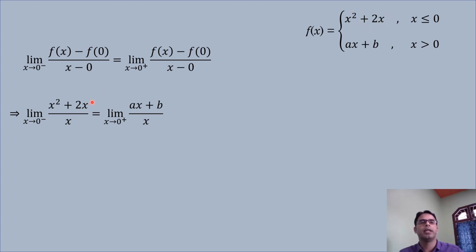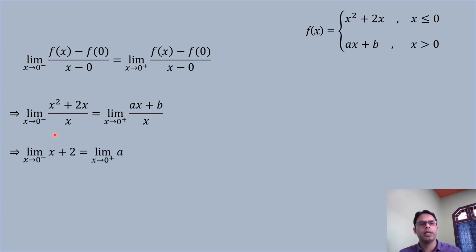So I am not writing here, actually f(0) is equal to 0 and x minus 0 is 0. Taking x common, sorry, that will be the next line. And here x tends to 1 plus 0 plus mean greater than 0. So f(x) is ax plus b, this one. f(0) is 0, not writing here. x minus 0 is x. Then taking x common and cancelled, you will have this line.